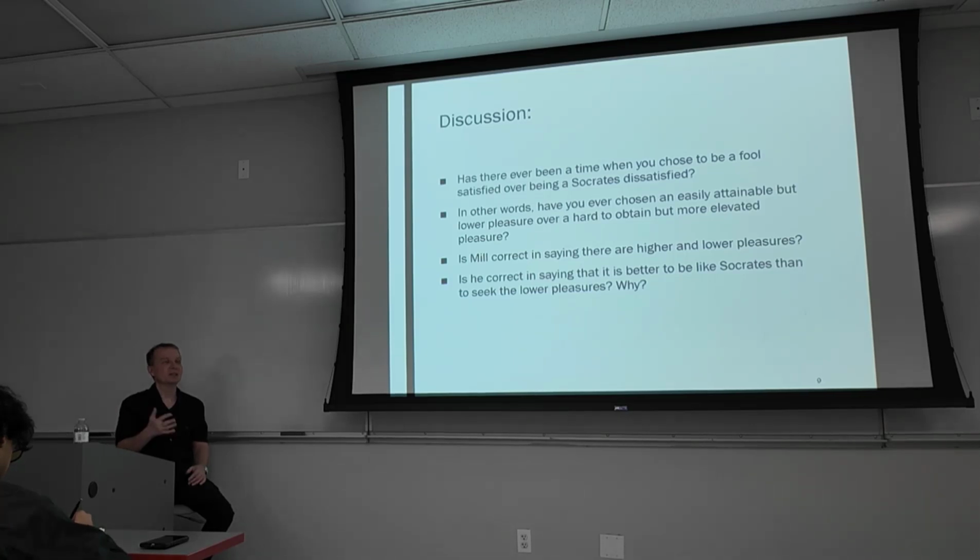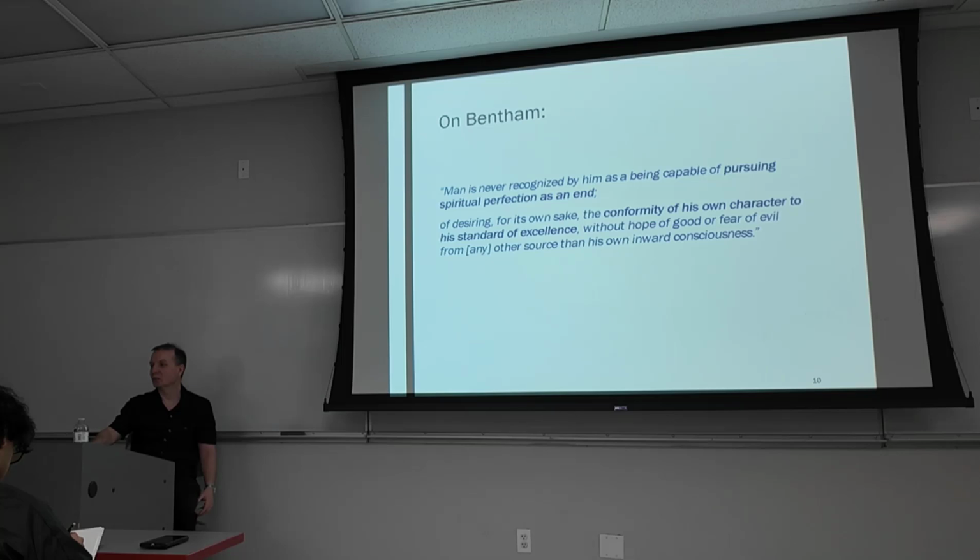Mill is onto it, but he seemed to be still on kind of a precipice here with these more traditional ways of thinking. So here's what he said on Bentham in that sense. Man is never recognized by him as being capable of pursuing spiritual perfection as the end, of desiring for its own sake the conformity of his own character to his standard of excellence, without hope of good or fear of evil from any other source than from his own inward consciousness. So he puts more emphasis on our self-development and self-control and individualism.